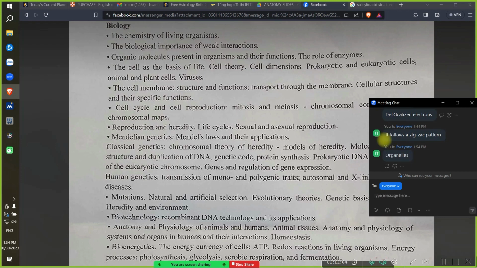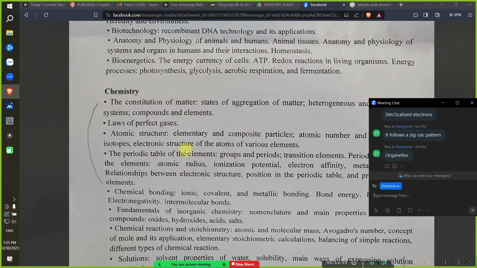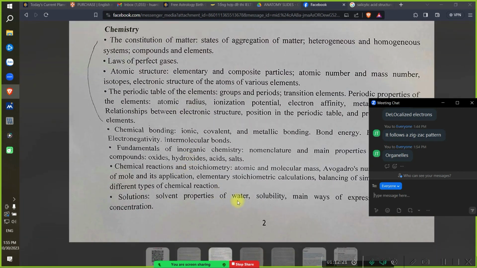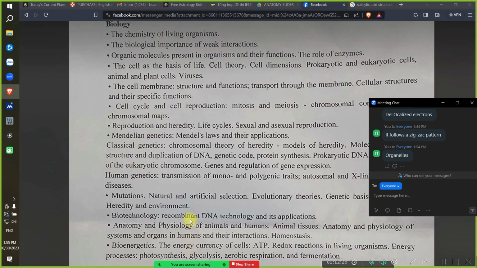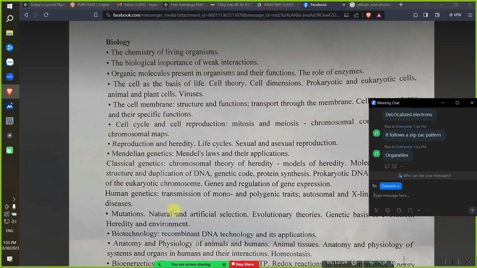Biological importance of weak interactions. You need to talk about water, okay? We have to talk about water and its properties, and how important it is for life. But I think we already talked about it. When we talked about chemistry, we already talked about the properties of water.